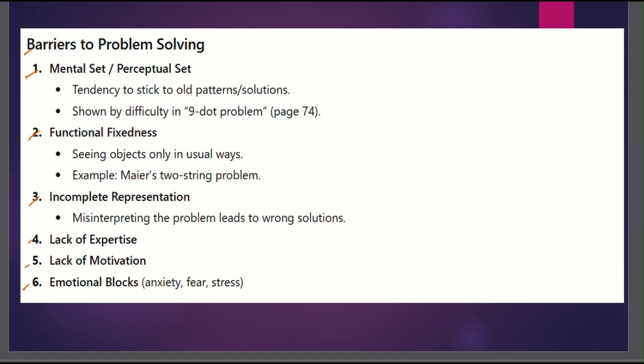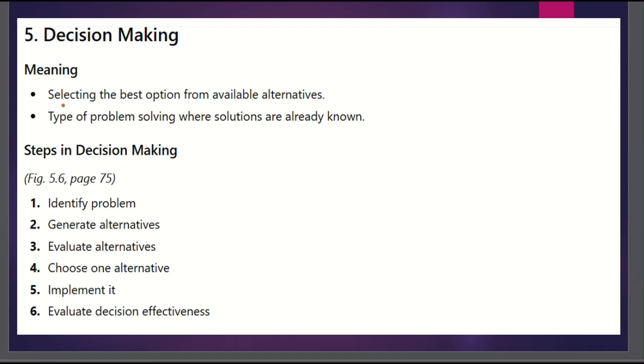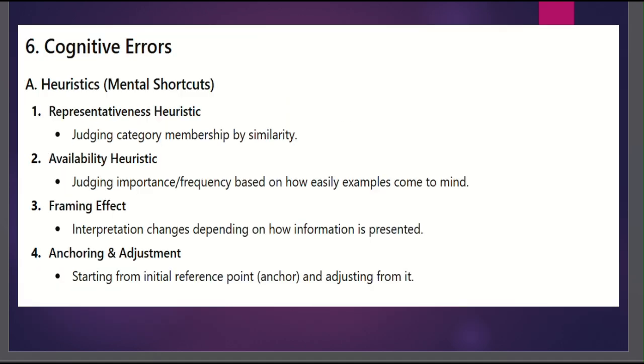Decision-making means choosing one option from available alternatives. Steps in decision-making are: identify the problem, generate alternatives, evaluate alternatives, choose an alternative, implement the choice, evaluate the result. Cognitive errors happen due to heuristics and biases. A heuristic is a mental shortcut.